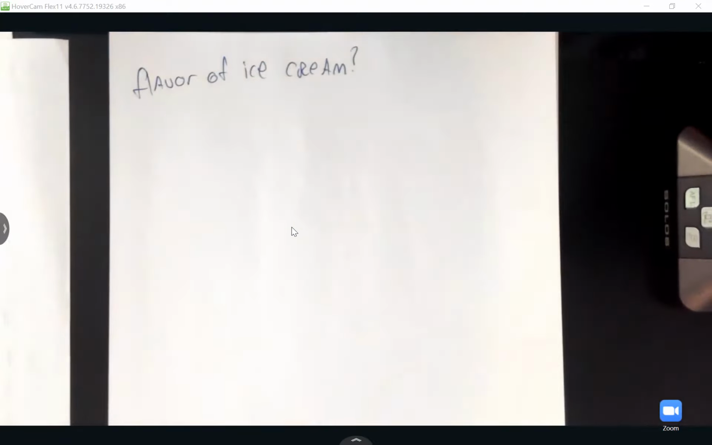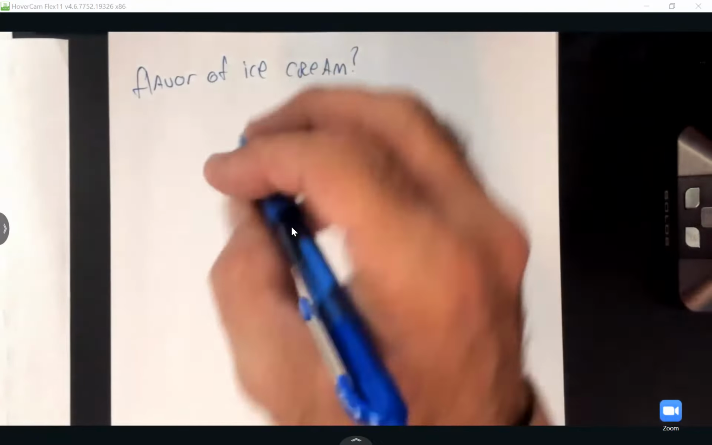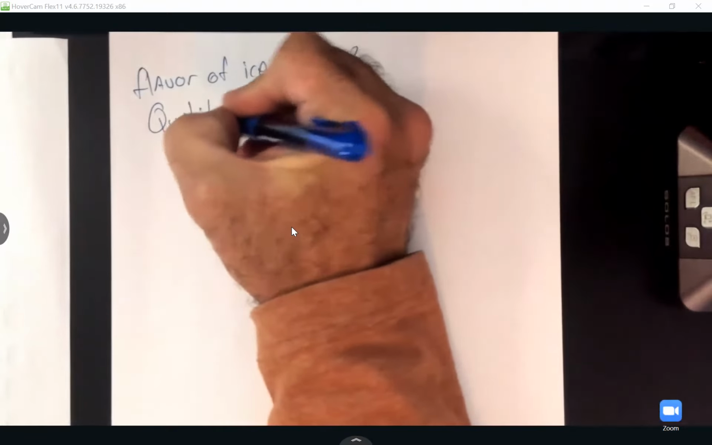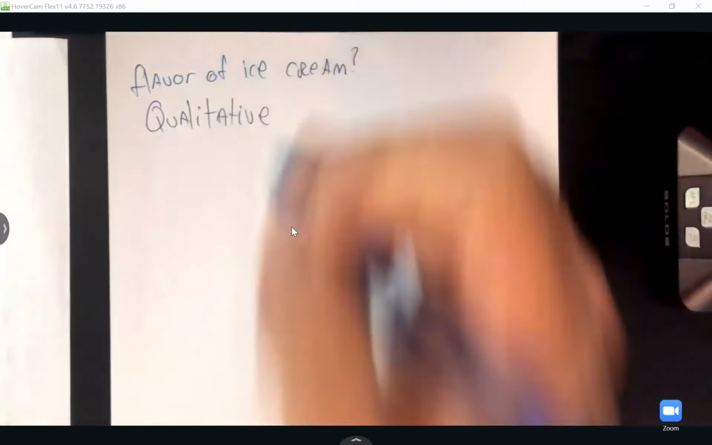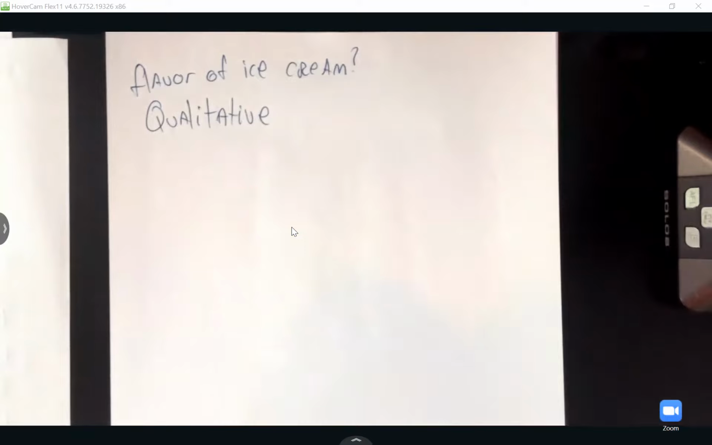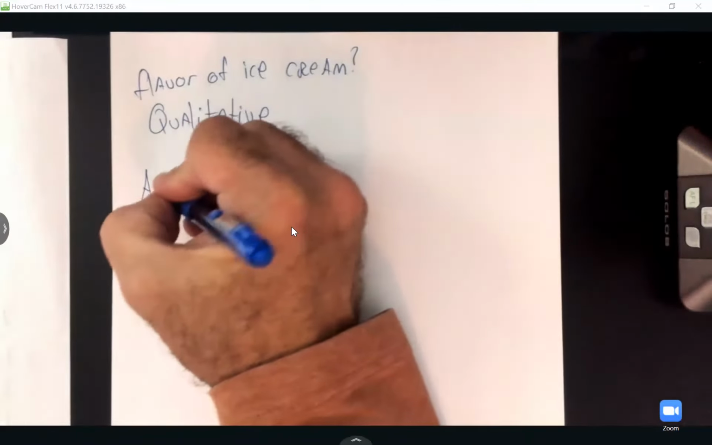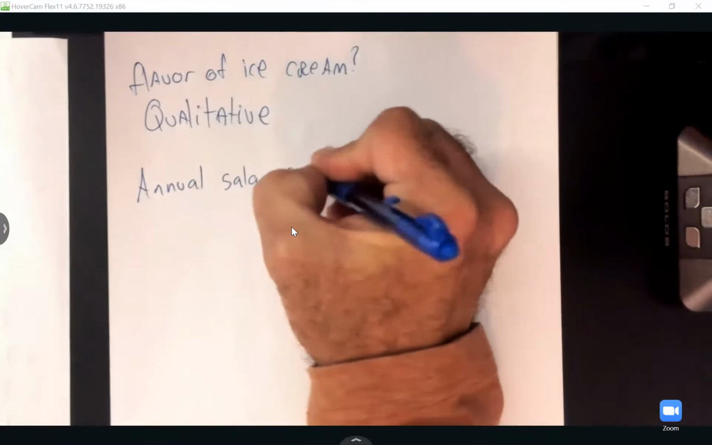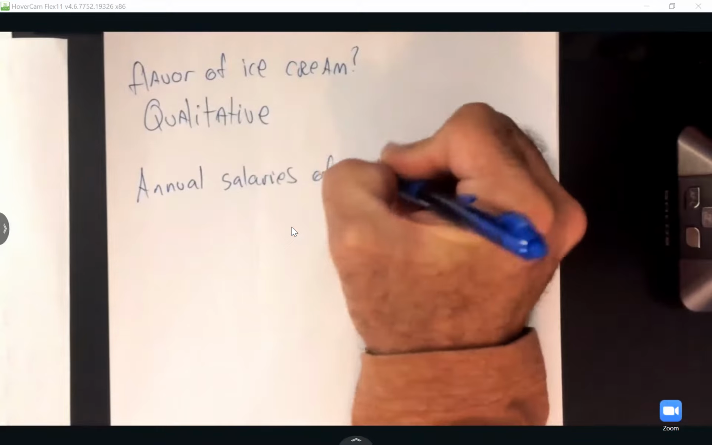So the thing you got to remember, to be quantitative, you got to be able to have things that are measurements. Well, flavors are just labels. So since flavors are just labels, this is qualitative. And then another example, annual salaries of NBA players.